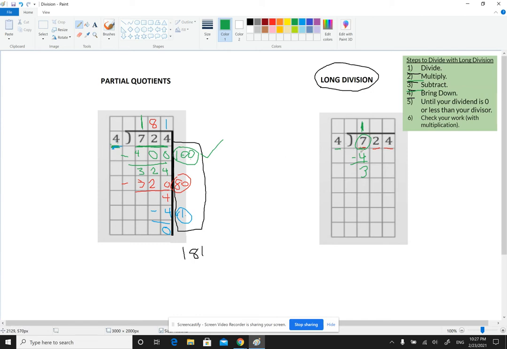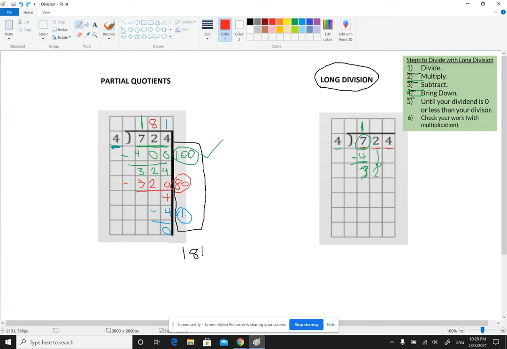So it seems like this is correct. 4 times 1 is 4, and I subtract it, and I have 3. So this 3 really represents 300, right? But to simplify the algorithm, we're just taking it digit by digit. So now my algorithm, after subtraction, says to bring down the next number. So now I'm going to bring down the 2. And now I'm going to do my algorithm again. My algorithm now says divide again.